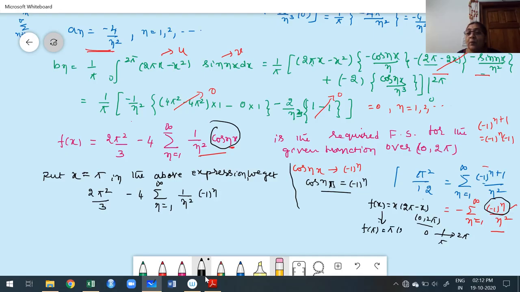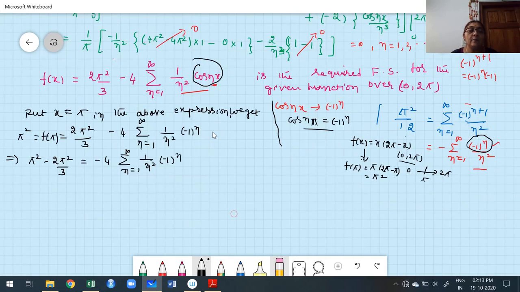Pi into 2 pi minus pi. What do we get actually? Pi square. The value is pi square. So f of pi equals this, pi square. What we are going to do here: pi square minus 2 pi square by 3 must be equal to minus 4 into summation n ranging from 1 to infinity 1 by n square into minus 1 to the power of n. Now I have to simplify this.